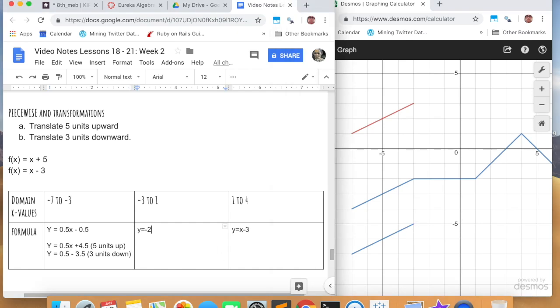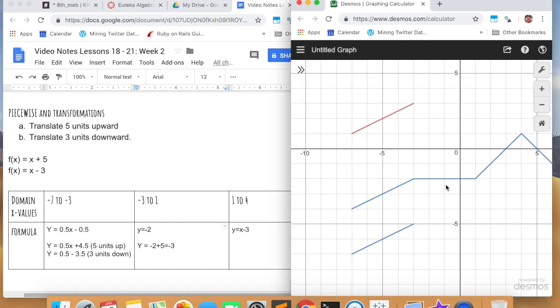How would you do this transformation for the second interval, where we have y equals negative 2? Same thing. You would add 5, so now you have y equals 3. And if you want to move 3 units down, you would add a negative 3, which gives you y equals negative 5.